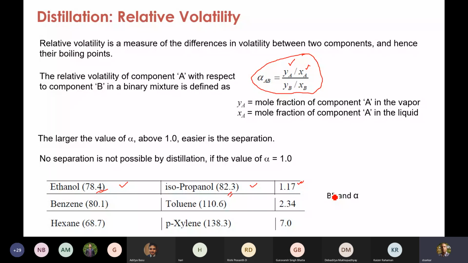Now benzene and toluene is better, so you have an improved relative volatility value, with almost a 30-degree difference in boiling point. If you consider hexane and paraxylene, it is 68 versus 138, almost 70 degrees Celsius difference, quite wide boiling points. So the relative volatility value is very high. It is basically an indication of their differences in volatility, hence their boiling point, and hence the ease of separation.